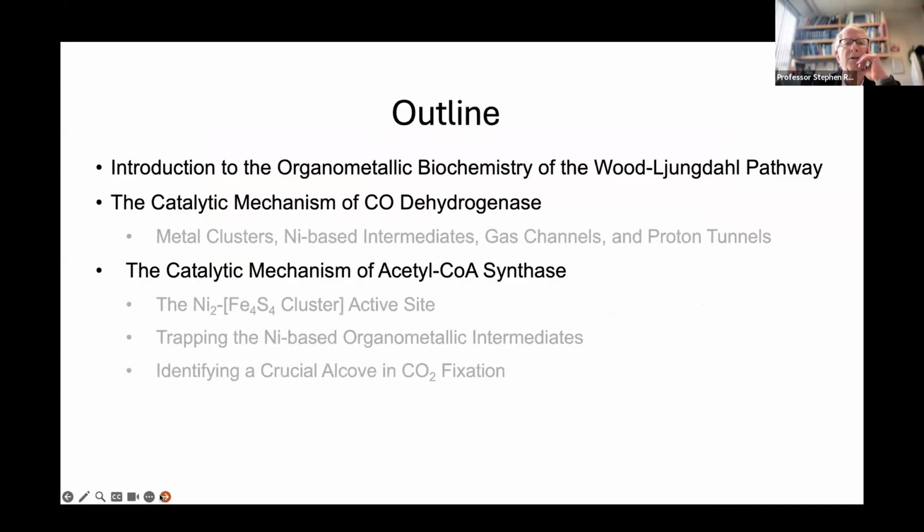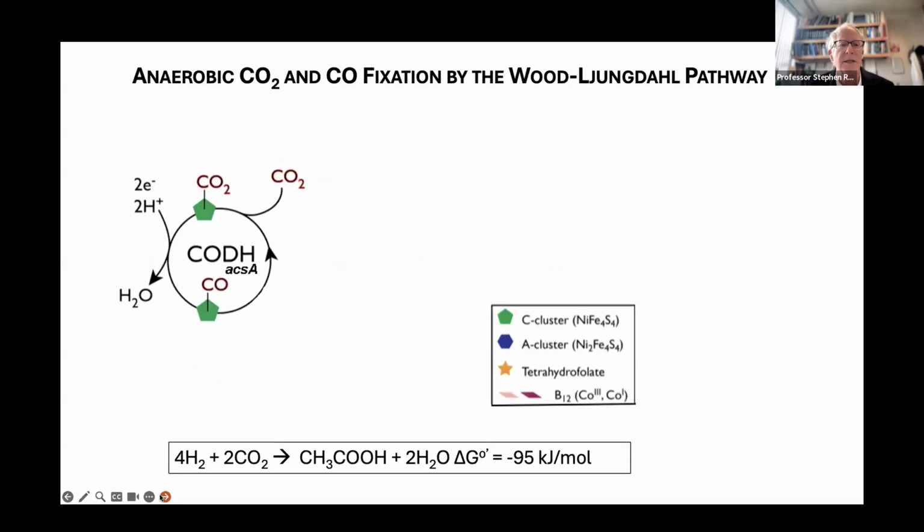So the outline, I want to talk in general quickly about giving you an intro to the organometallic biochemistry involved in the Wood-Ljungdahl pathway of CO2 fixation. I'll talk a little bit about the catalytic mechanism of CO dehydrogenase and work we've done related to that, and also the catalytic mechanism of acetyl-CoA synthase.